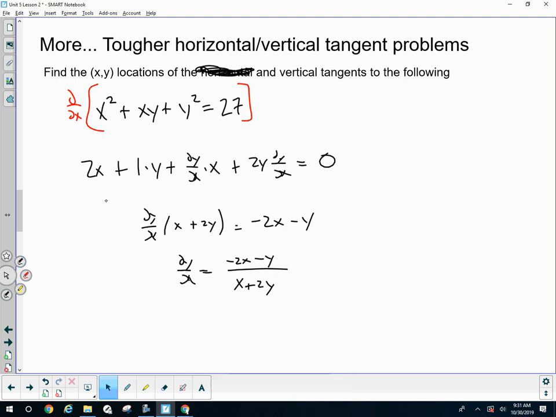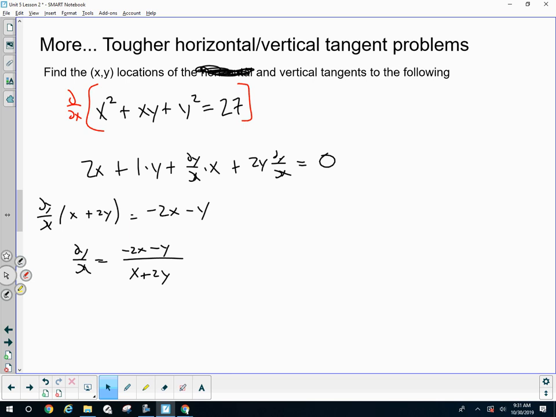Okay, here's why it's tougher. For my vertical tangents, when my denominator equals 0, I have an equation with two variables, x plus 2y. Unlike the previous two examples, I'm not easily able to find x or y. I was easily able to find x and y in the previous examples. Instead, I just have x plus 2y. Like, what do I do here?